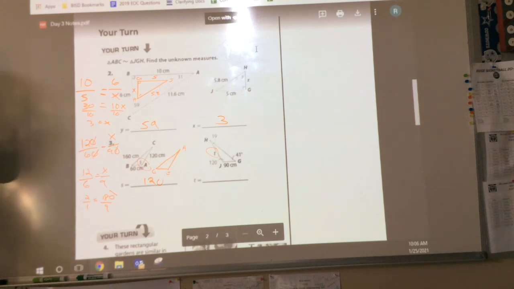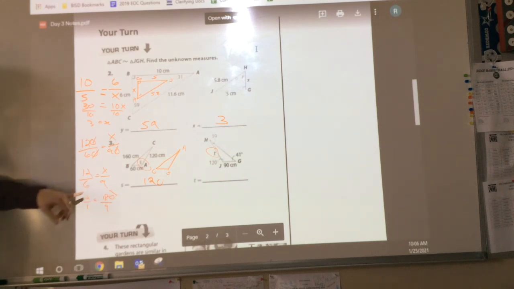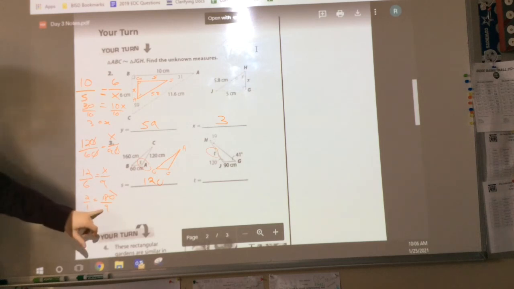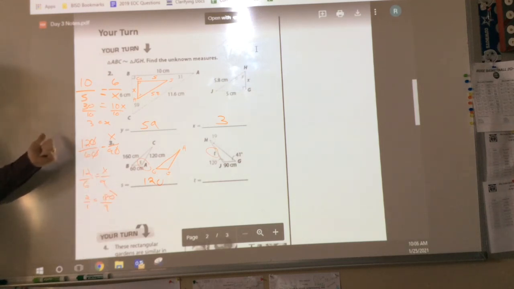And then what I did, just because I thought about it differently, was I got rid of my zeros and I had 12 over 6 is equal to x over 9. Then I simplified 12 over 6 to get 2 over 1. 1 times 9 gave me 9, so I had to do 2 times 9 to give me 18. Then I had to go back in and add my 0. But again, if you'd done the actual math, cross multiply and divide, you would have got the same thing.